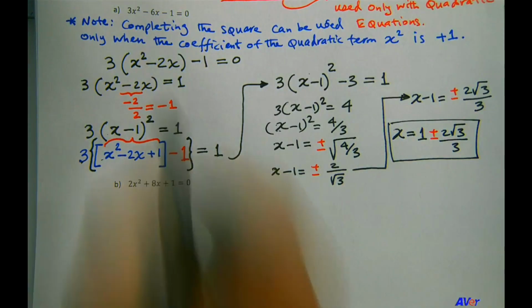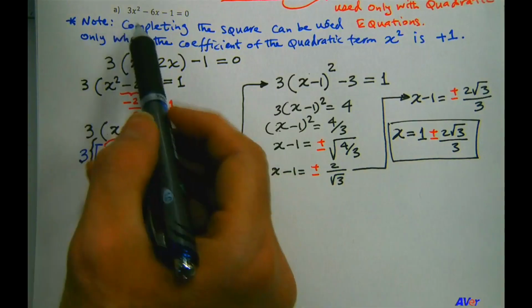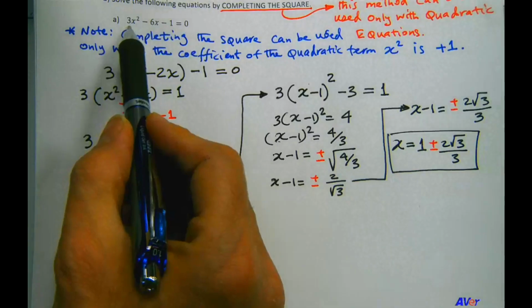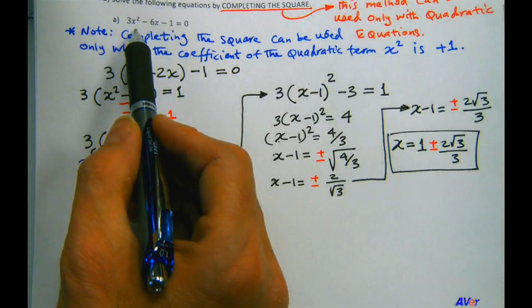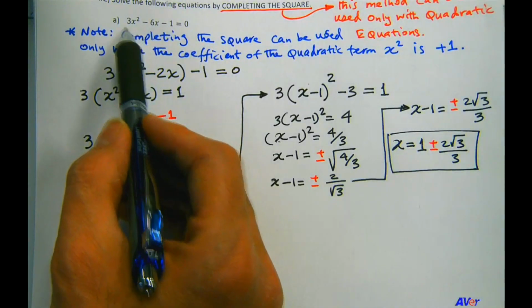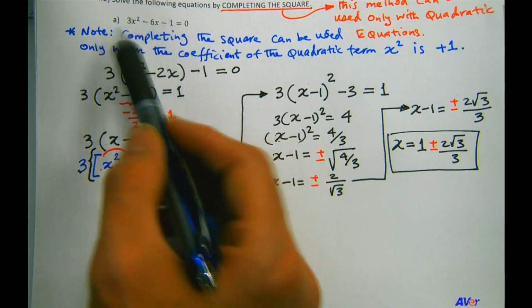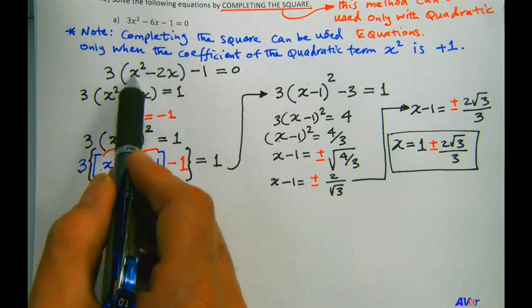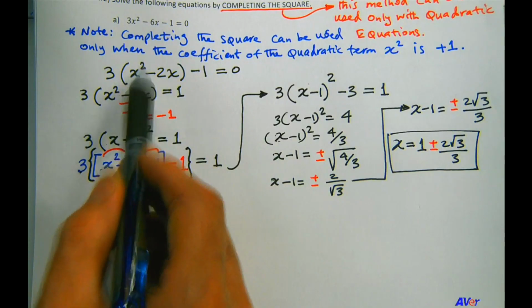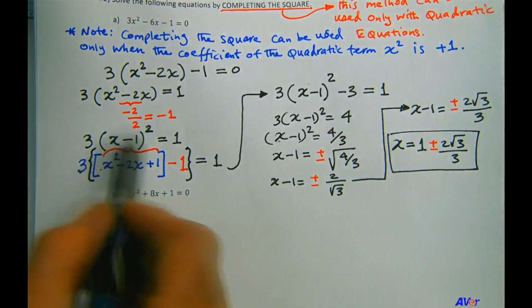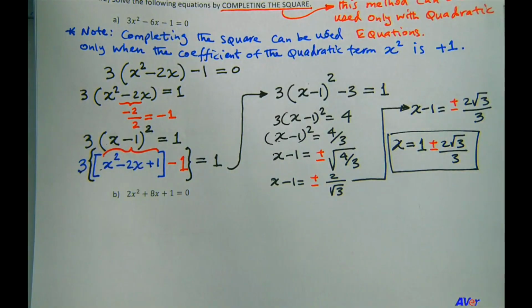The important thing to remember is that in order to apply this method, the coefficient of the quadratic term must be positive 1. In this case, it wasn't. So we had to factor the 3 out. Once we had the coefficient of the quadratic term as positive 1, then we could apply the method, and that's what we have there. Okay, let's do another example of this kind.